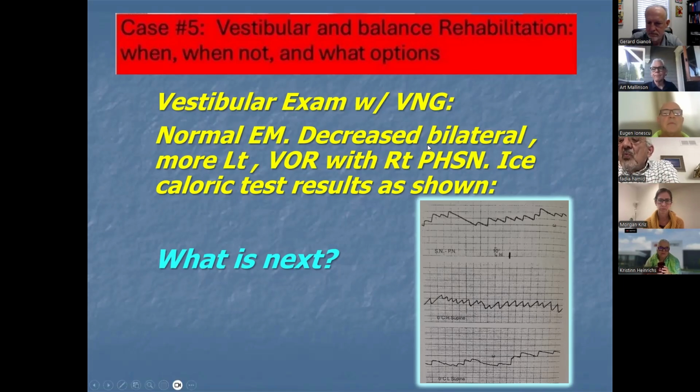Yeah. Are you asking me, Eugen? Yes, I think that there is an impairment, but bilateral, and exactly what was already told by Gerard and Art.